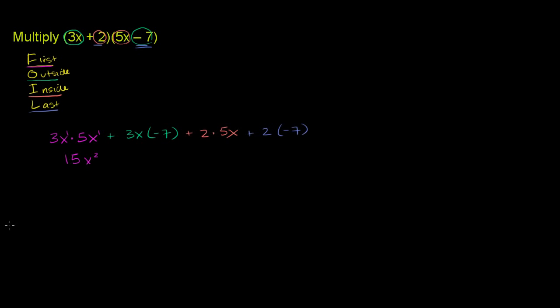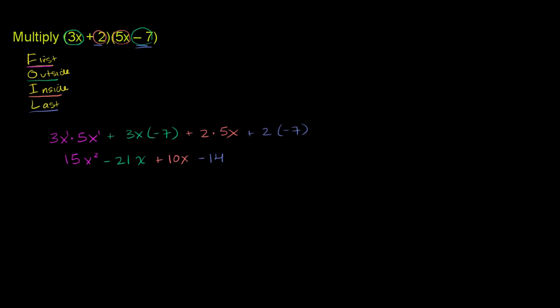3 times 5 is 15. This term right here, 3 times negative 7, is negative 21. And then you have your x right over here. And then you have this term, which is 2 times 5, which is 10 times x, so plus 10x. And then finally, you have this term here in blue, 2 times negative 7 is negative 14. And we aren't done yet. We can simplify this a little bit. We have two like terms here.